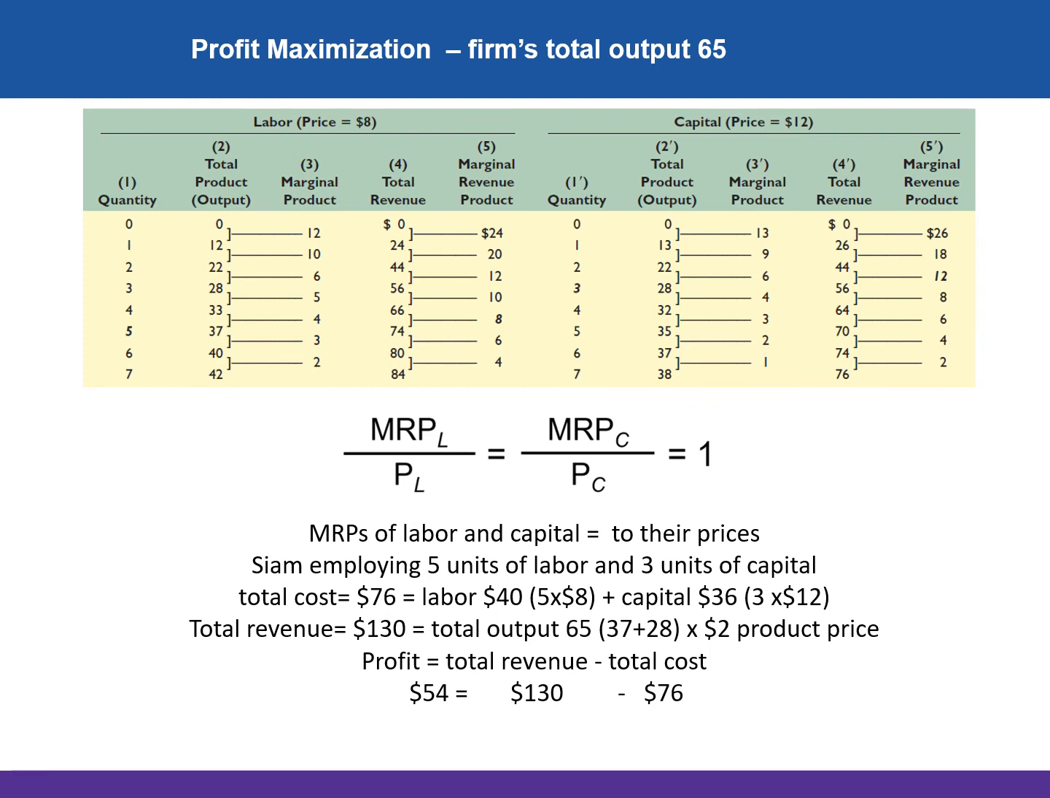a profit of $54. So in this slide, we determine that the firm should hire 5 workers because the marginal revenue product of the 5th worker equals the price of labor, and the firm should employ 3 units of capital because the marginal revenue product of the 3rd unit of capital is $12, exactly equal to the price of capital, and therefore the firm will generate a maximized profit of $54 with this combination of labor input and capital input.